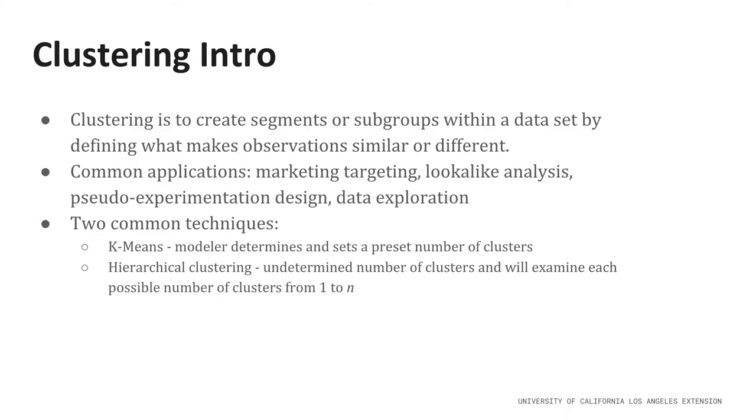Hierarchical clustering does not preset the number of clusters. Rather, it will go forth and do the clustering, and then lay out a menu or visualization for you to see how it looks when we use 1 cluster, 2 clusters, 3 clusters, and so forth, all the way up to n. So it does it more on the back end, whereas with k-means you do that on the front end.